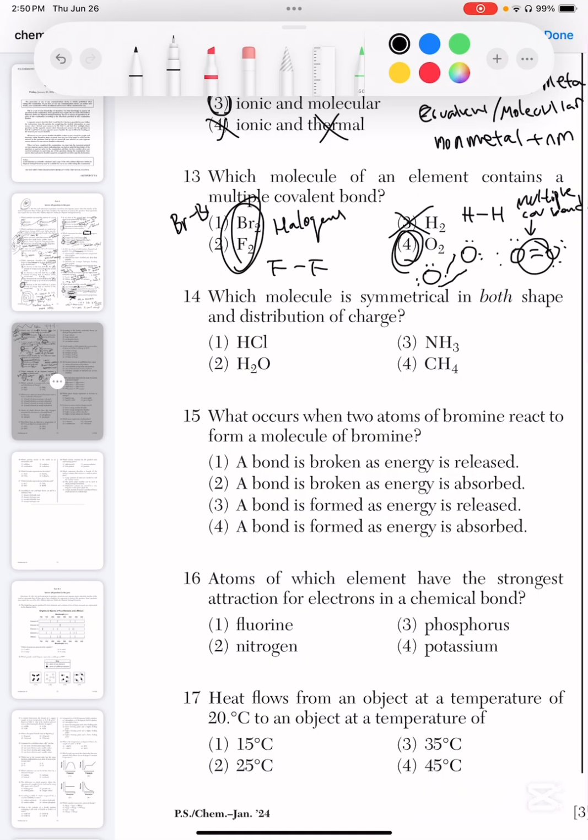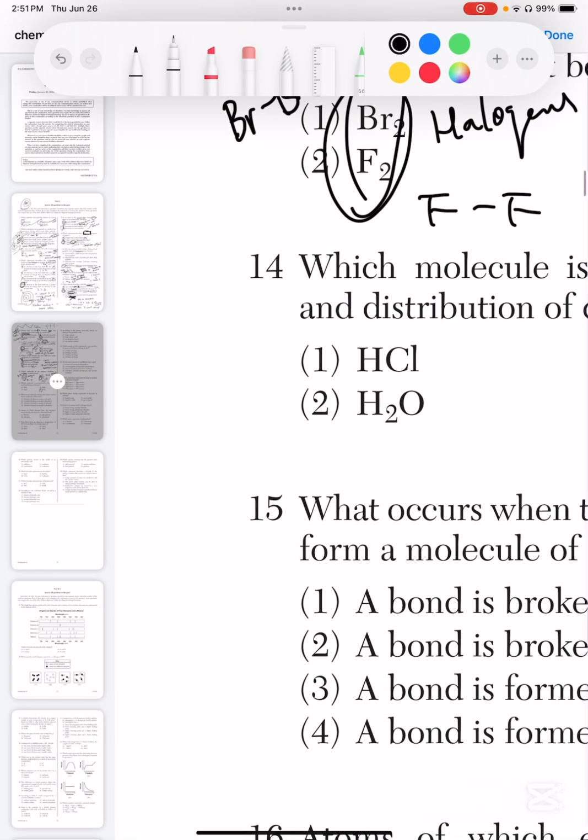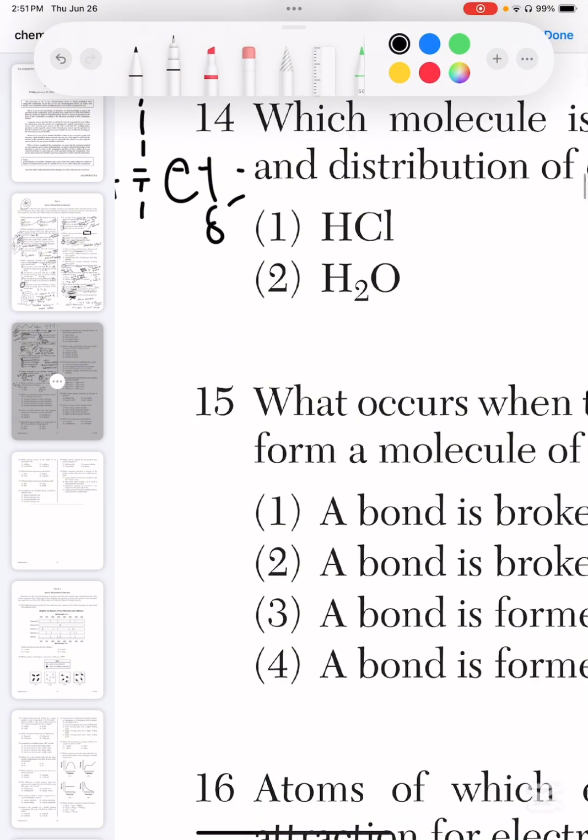Symmetrical in shape and distribution of charge. So right off the bat, you can tell it's methane, but you can go through it individually. So HCl, this would be the Lewis structure. Wow, this autocorrect is kind of annoying. This is the distribution of charges. Hydrogen is partial positive because compared to chlorine, it has a lower electronegativity, like 2.2 versus chlorine's 3 point something. So the distribution of charge is asymmetrical because you have a partial positive on one side and a partial negative on the other, right? So that's that.